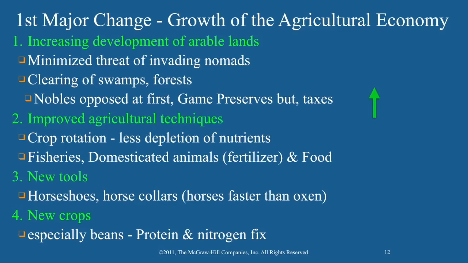At the same time, many of these peoples are creating fisheries or lakes which they populate with fish, and they're able to increase the protein in their diet. They domesticate animals, which provide fertilizer and food, as they're able to understand that fertilizer, through the animals' droppings, adds more nutrients to the soil.